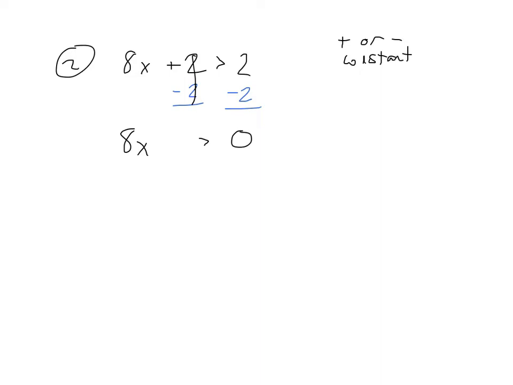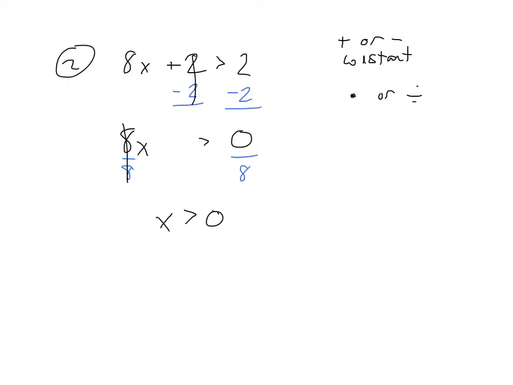All right, next I need to deal with any multiplication or division of coefficients, or numbers that come right before variables. So I have an 8 multiplied by the x. Don't like multiplication. I've got to get rid of it. How do I do that? Let's divide by 8. Divide by 8. So those cancel. You're left with x is greater than 0 divided by 8, which is just plain 0.